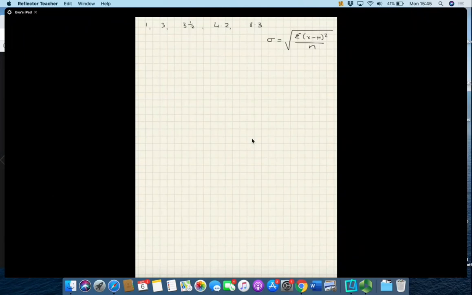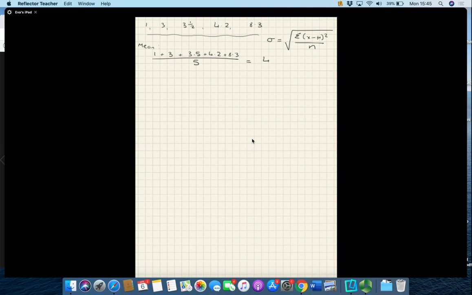Okay, so if I asked you the mean of these numbers, we know it's 4 from our previous work, but it would be 1 plus 3 plus 3.5 plus 4.2 plus 8.3 all divided by 5, and it is equal to, I'm just going to do it on the calculator even though I know the answer. So all divided by 5 values, so it's a mean of 4. Okay, so that's my mean.